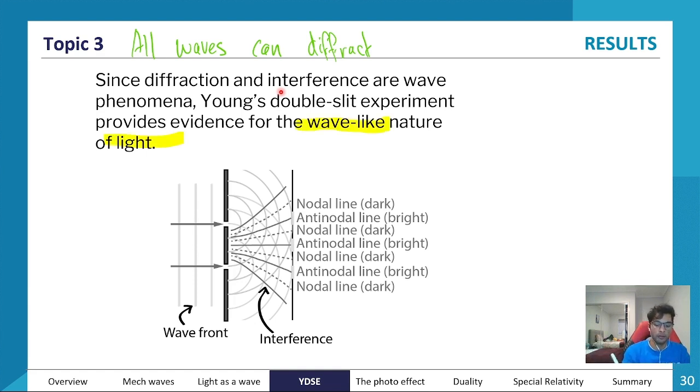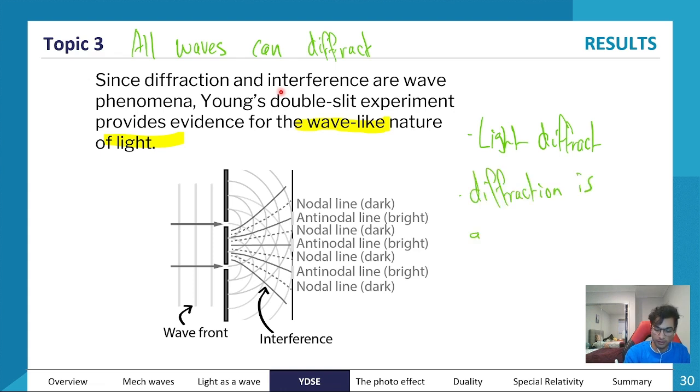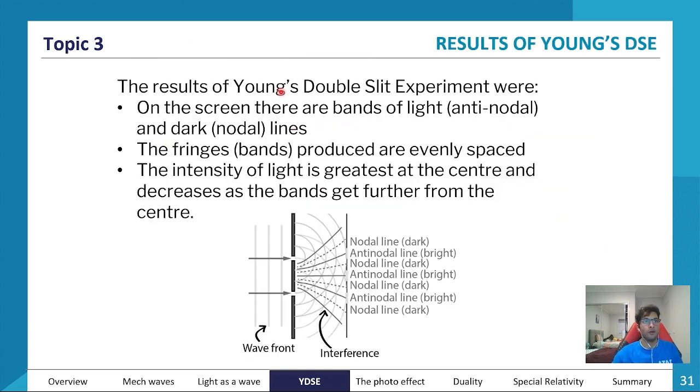Why? Because light diffracts, and diffraction is a wave-like property. So essentially, light is diffracting, and the only things that can diffract are waves. Therefore, light is a wave. And that's pretty much what he proved.